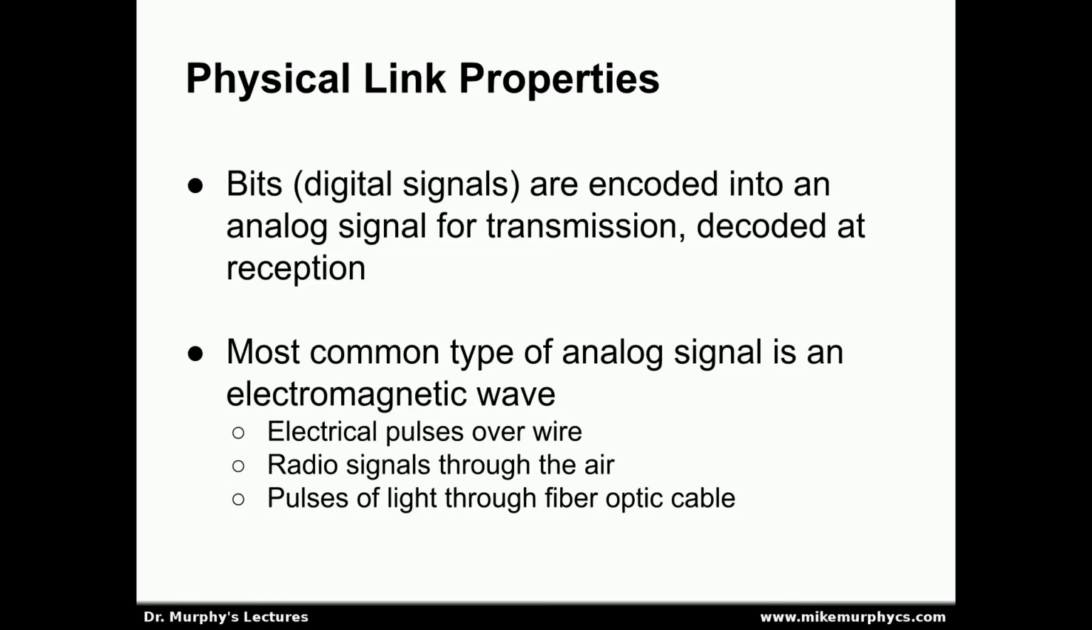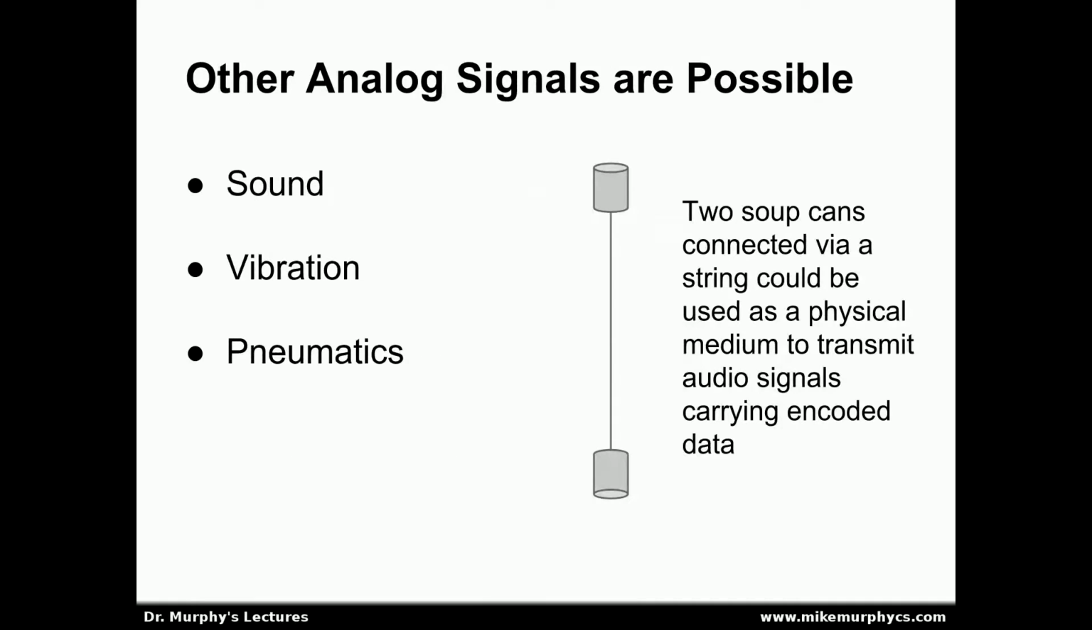The most common type of analog signal that we use for this purpose is an electromagnetic wave. The reason why we like to use electromagnetic waves is that they typically travel at the speed of light through a vacuum, or relatively close to the speed of light through other materials, and so they're fast. Different types of electromagnetic waves can be used. We have electrical pulses over wire, radio signals that can be transmitted through the air, or pulses of light that can be transmitted through a fiber optic cable.